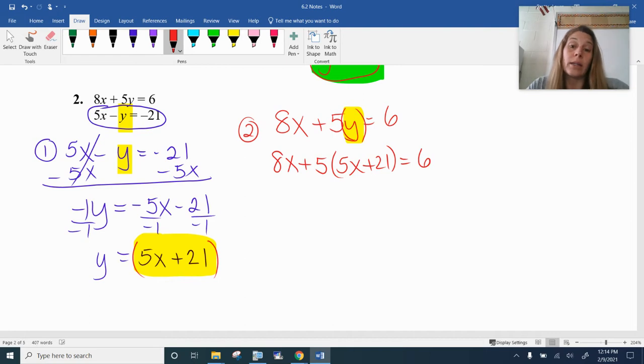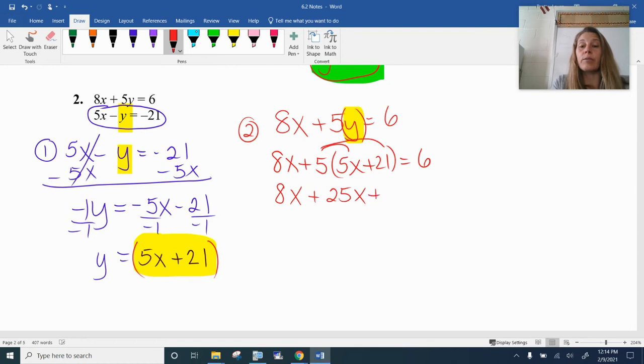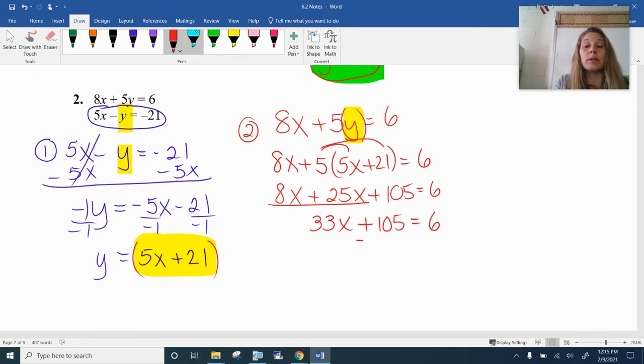And now you want to go ahead and solve for your x. So of course we want to get rid of our parentheses first. It gives us 25x plus 105. Combine your like terms. 33x plus 105 equals 6. Subtract 105.